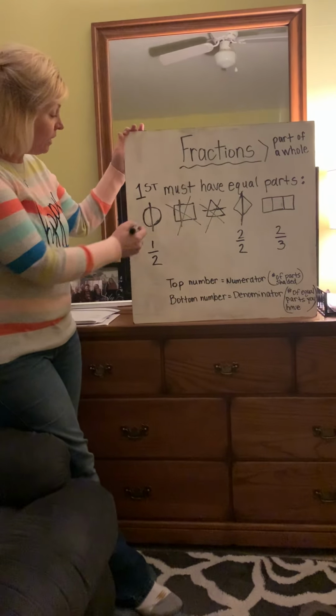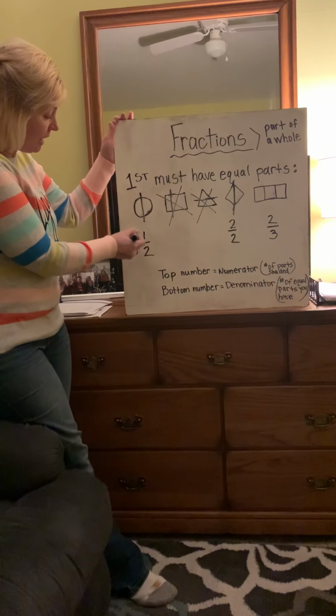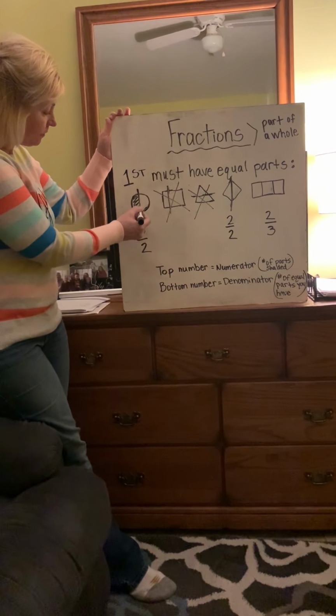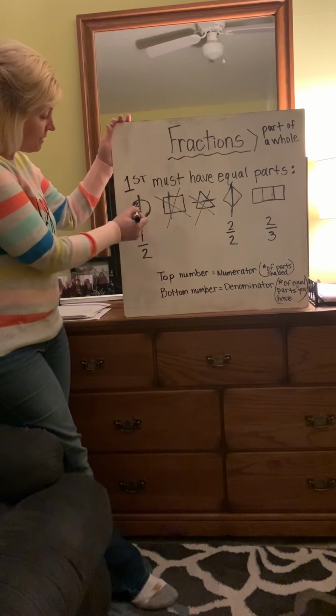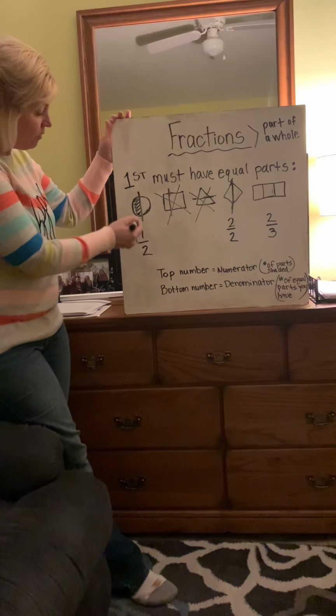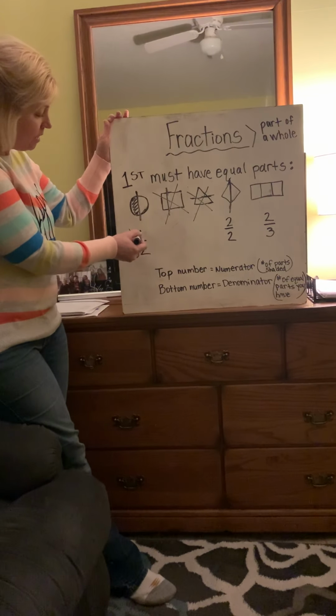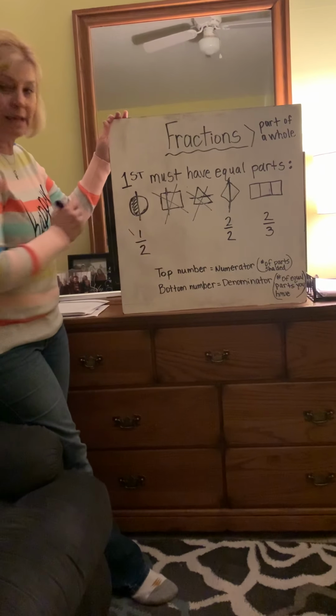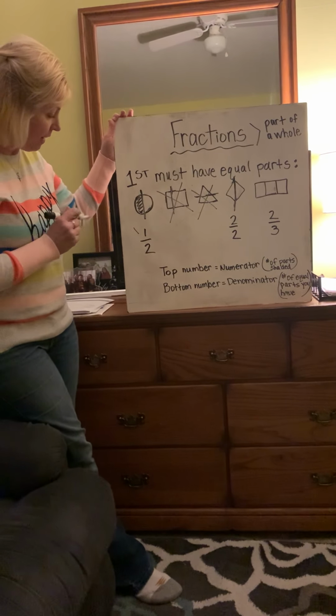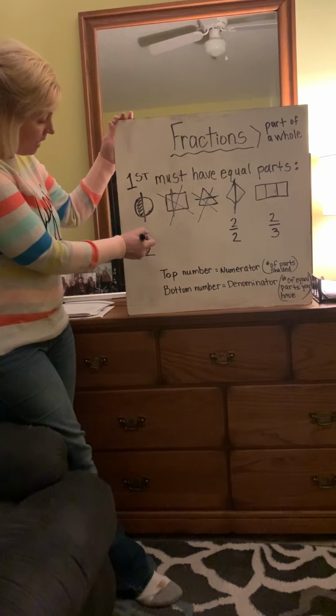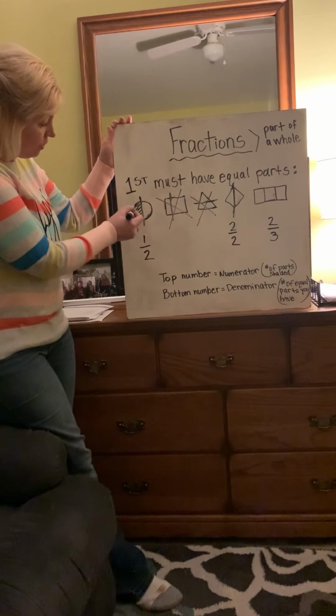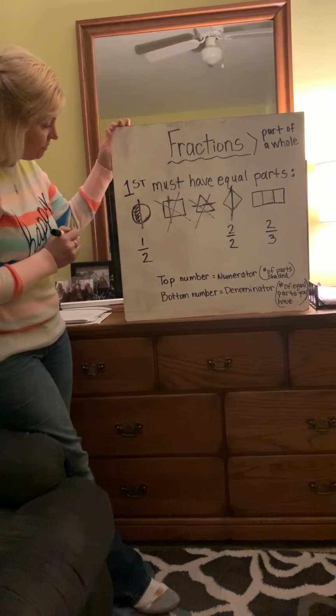So here in our circle, if I shade in 1 part out of 2, because I have 2 equal parts, I will say that my fraction here is 1 out of 2, or you may know that as 1/2. So I have shaded 1 piece out of 2. The one right here is shaded out of 2.